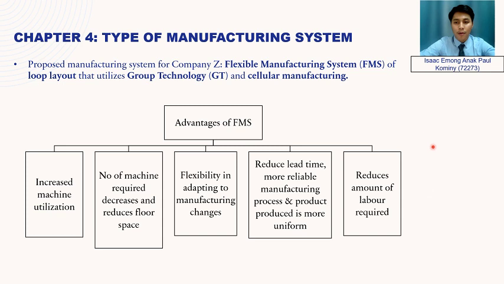Hi, I'm Isaac EMONG Knp4073, and I'm going to continue presenting on Chapter 4, type of manufacturing. For Company Z, the proposed manufacturing system is FMS of loop layout that utilizes group technology philosophy and cellular manufacturing.